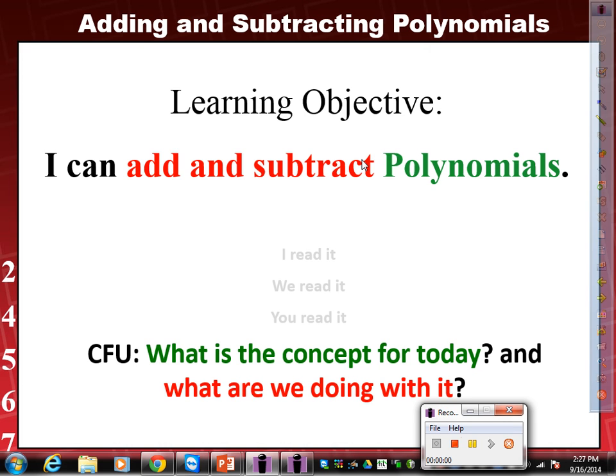Our objective for today: I can add and subtract polynomials. Three together: 1, 2, 3. I can add and subtract polynomials.